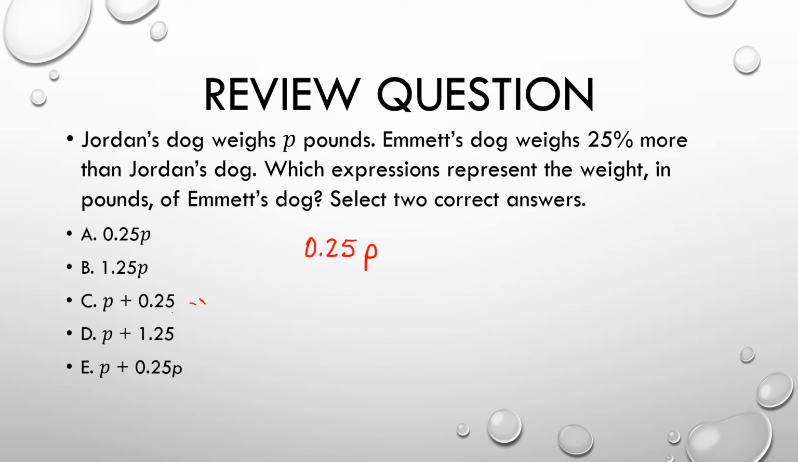But then to know how much that dog actually weighs, we would have to add it to Jordan's dog's weight. So 0.25P plus P. Okay, we've talked about this being like terms because 0.25P and P can be added together because they both have that same variable, the letter P. So remember we talked about there's an imaginary 1 here. Okay, so 0.25 plus 1 is the same as 1.25P.